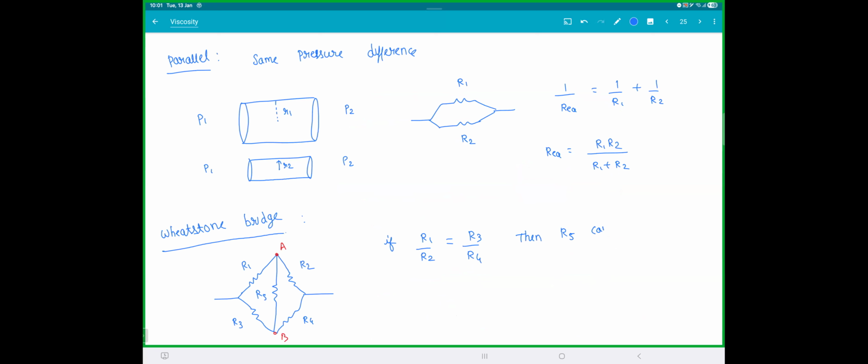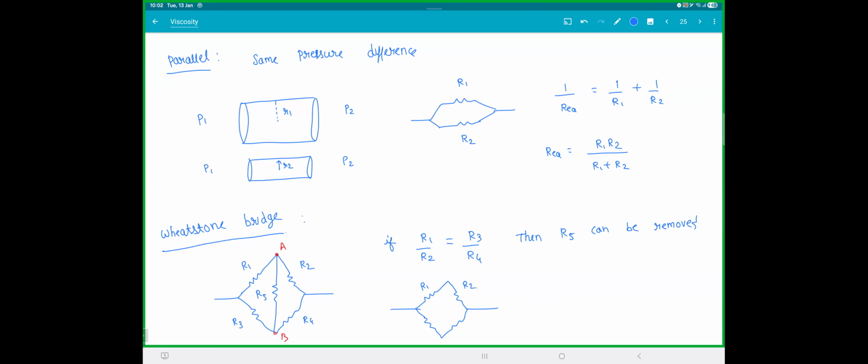Remember this? You're going to see this in three more chapters. So it has to maintain this ratio. R1 by R2 must be R3 by R4. Then your circuit becomes like this. This is easy to solve, isn't it? The top two are in series, and they're in parallel.